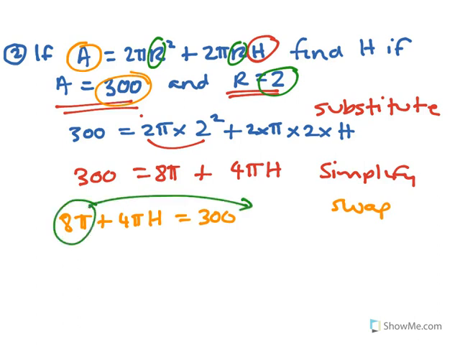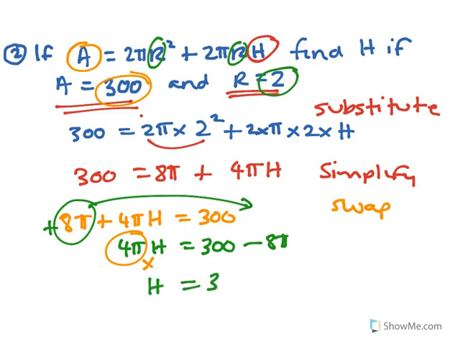So first of all, that's plus 8 pi. So you move that to the other side. I'm trying to get h on its own. So it's minus 8 pi. And then the last thing we need to get rid of is that 4 pi. So because it's times by 4 pi, you go h is 300 minus 8 pi, and you divide by 4 pi. So you can use your calculator at that stage.